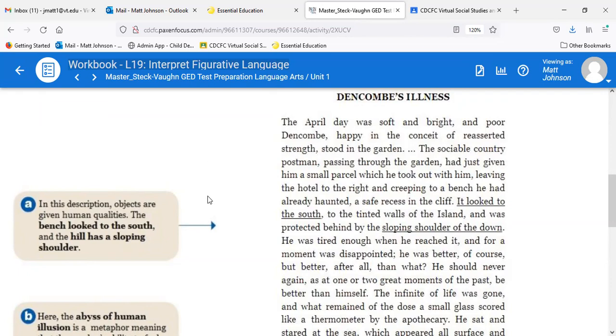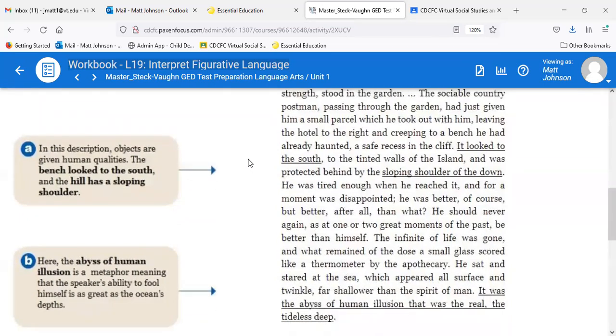He was better, of course, but better, after all, than what? He should never again, as at one or two great moments of the past, be better than himself. The infinite of life was gone, and what remained of the dose, a small glass scored like a thermometer by the apothecary. He sat and stared at the sea, which appeared all surface and twinkle, far shallower than the spirit of a man. It was the abyss of human illusion that was the real, the tideless deep.